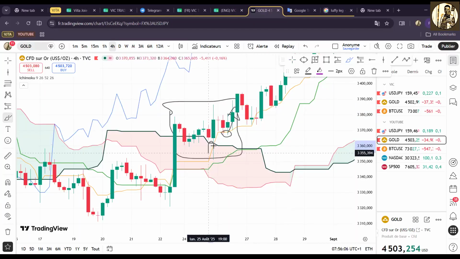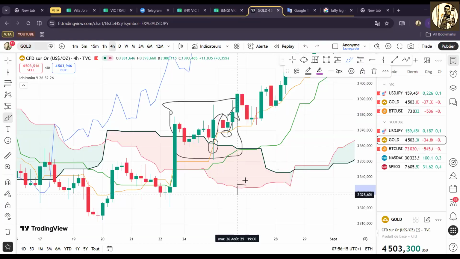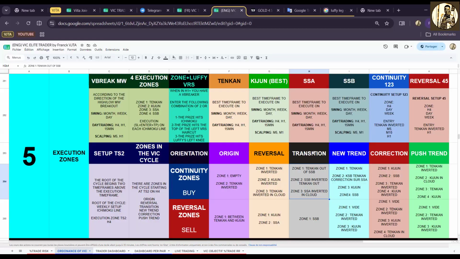This SSB inverted also gives a zone to continue to the upside. Then you have SSA inverted in cloud. Okay, for this one, we do not have SSA inverted here. But sometimes the price retraces so long that you can also have a buy zone here.